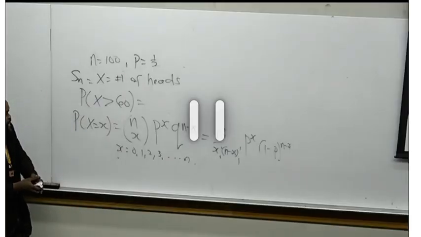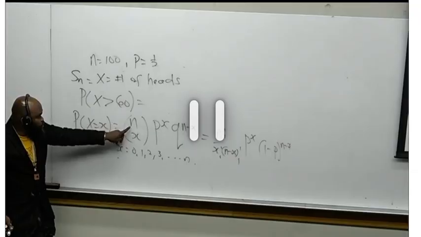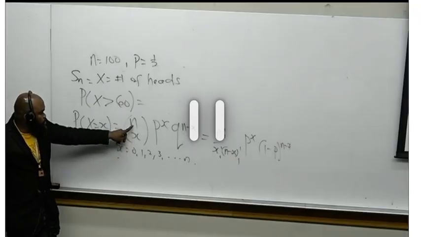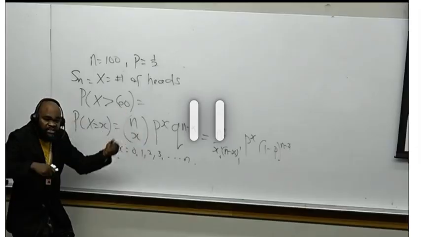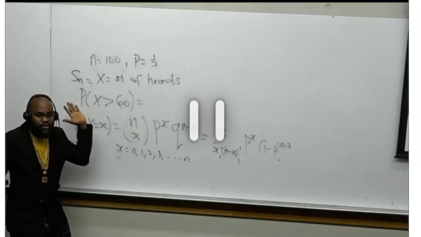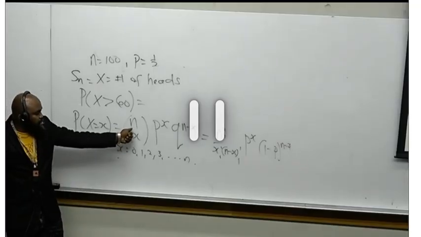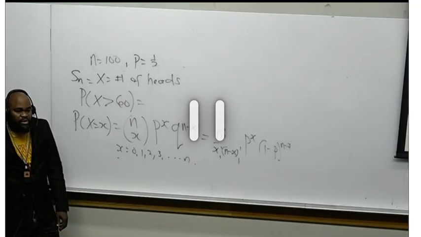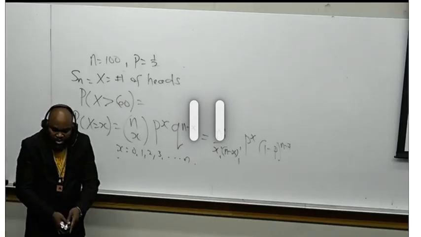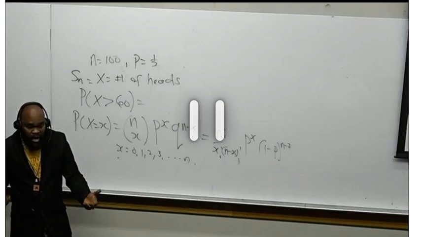Now, x greater than 60, I'm going to have 100 combination 60, then continue with 61, 62, and go all the way. That's going to waste my time. And the fact that the sample size is large is going to be an issue. So what we can do is use the idea of approximation, the normal approximation.